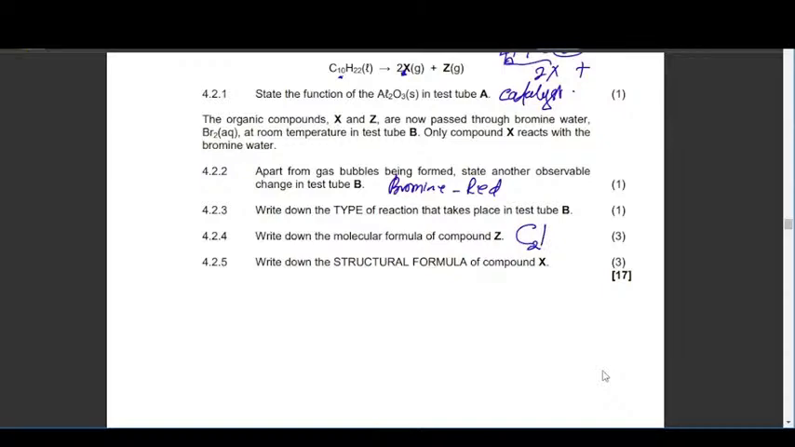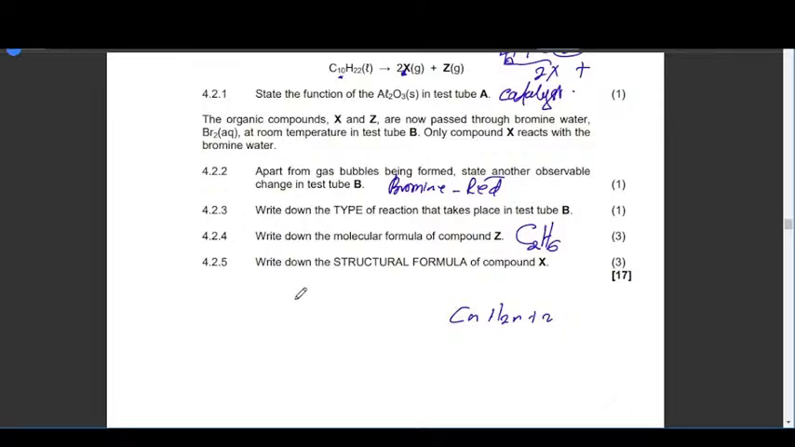Yes. Plus, it can't be 4 here. Why not 4? Because once I put 4, it's going to become unsaturated and it should decolorize the bromine. But they said here, it's only compound X which decolorizes the bromine, or which reacts with bromine. Therefore, it's going to be 6, which means that is an alkane. CnH2n plus 2. So it's supposed to be 4 plus 2, which is 6, which is an alkane.